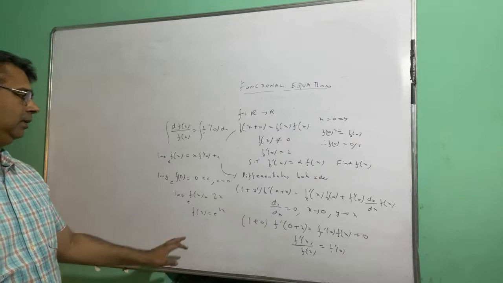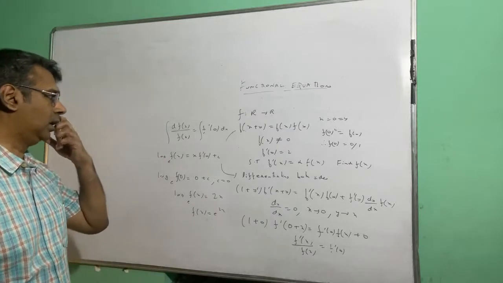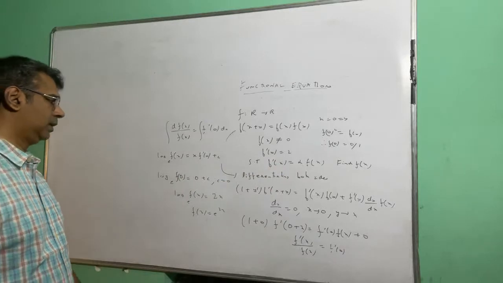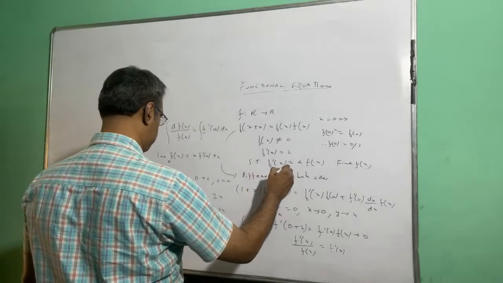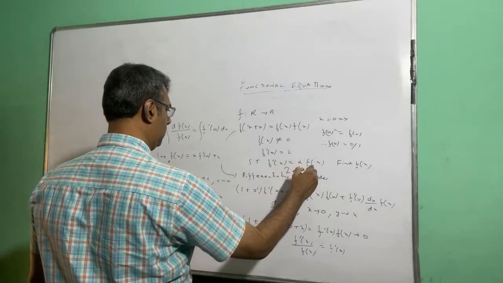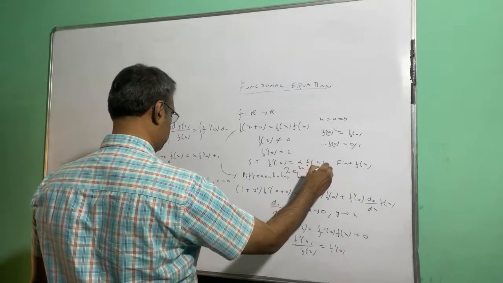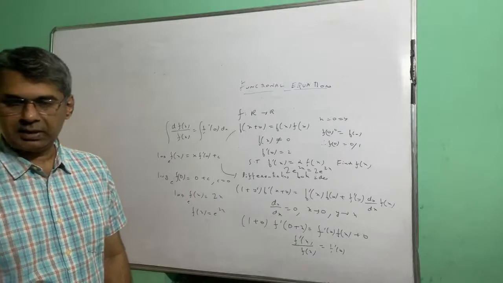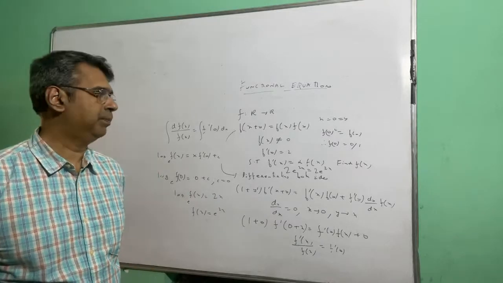now it's very easy to check this. f dash x is 2f(x), so f dash x is 2 e to the power 2x and 2f(x) is 2 e to the power 2x, so both are same. So this technique is called functional equation.